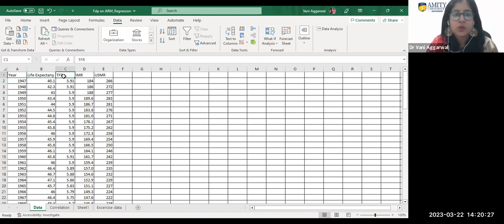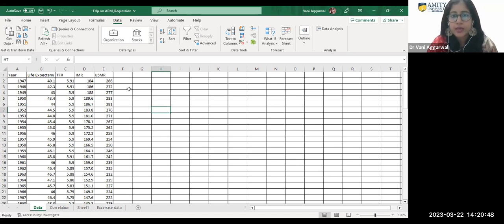So the variables are life expectancy, total fertility rate, infant mortality rate, and under 5 mortality rate. My specialization is the health sector, so that's why I took these variables. You can take your own variables, that is not an issue here. We are here to learn basically the technique.